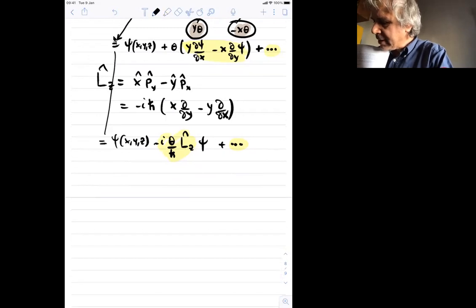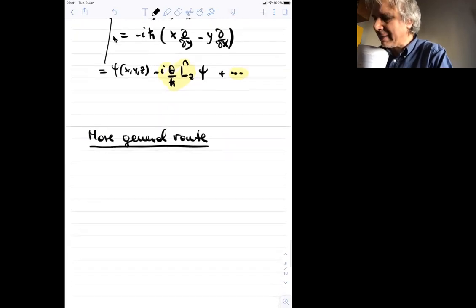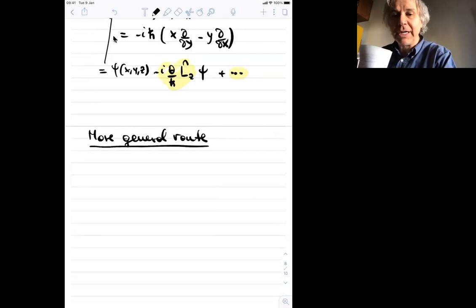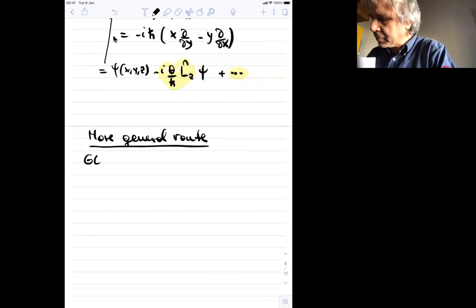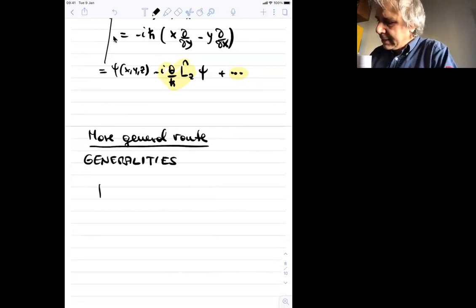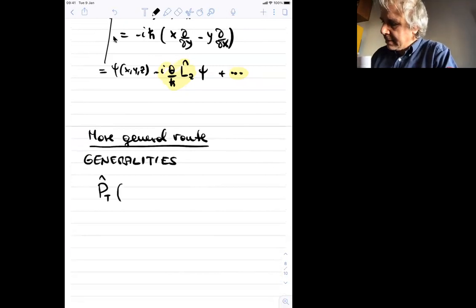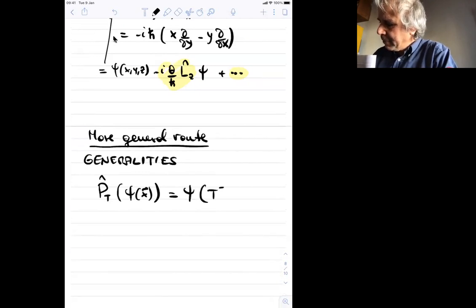But luckily enough, there is a more general route, okay? But this general route, as usual, requires a little bit more of mathematics. So we have to do a little bit of generalization before we can actually do this, okay? It's not difficult. The generalities are useful, okay? So generalities. First of all, we said the operator associated to a transformation acts by just giving me a function at the point that is somehow transformed back. Okay, this is my definition of P of t.